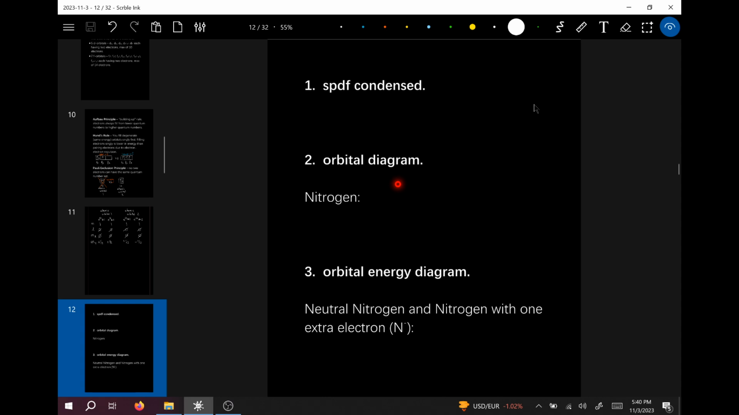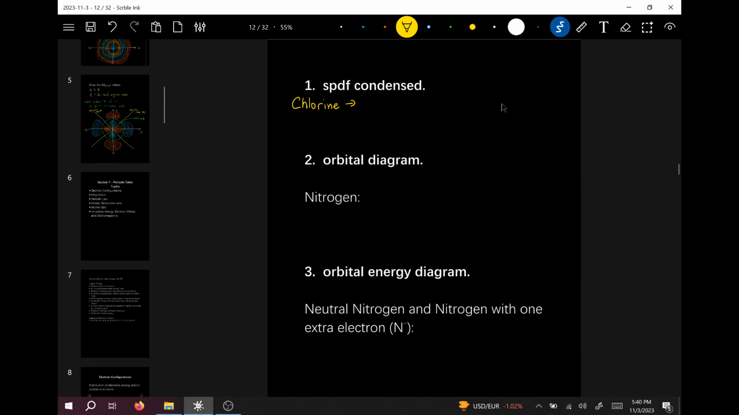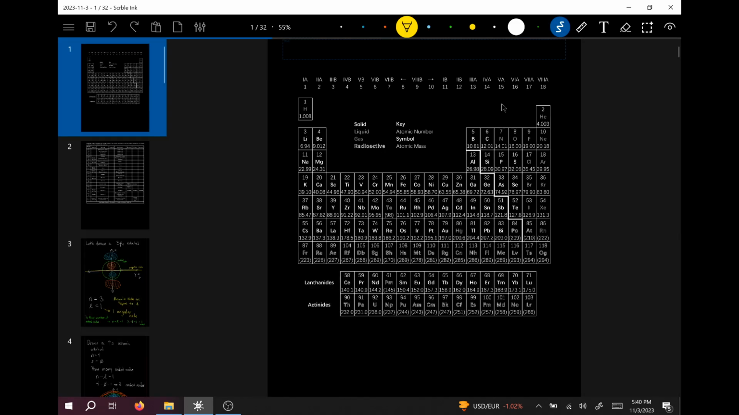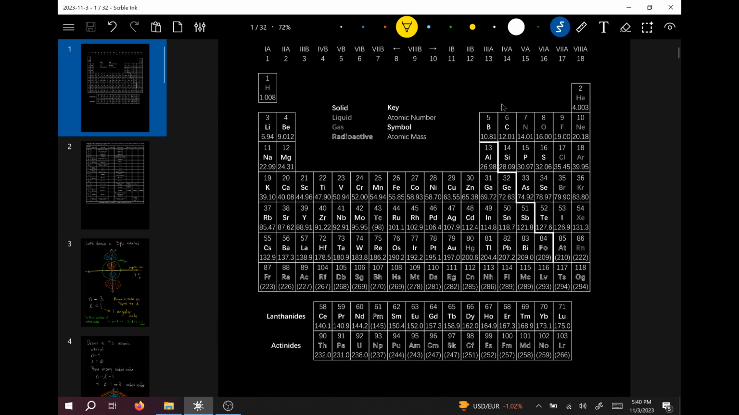So I'm going to choose a random element here. Let's use yellow as our color. Let's say I want to write down the electron configuration for chlorine. I'm going to need a periodic table now. So you can pause the video, or I'm going to give you 10 seconds so that you can pull out a periodic table, because we're going to need a periodic table to assign the electron configuration for chlorine.